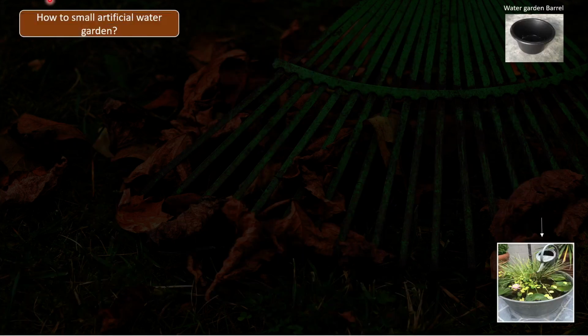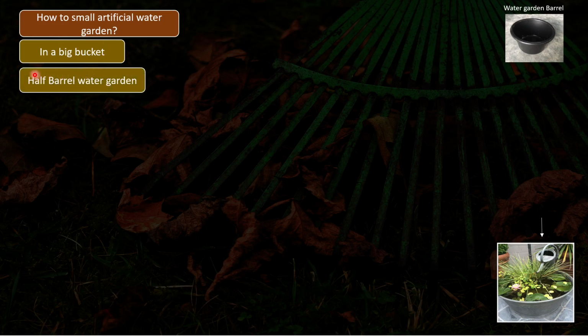Now, how to make a small artificial water garden? Suppose your home has a small area, right, and you want to have a small artificial water garden. How can you make it? Let us see that. You can make a water garden in a big bucket at your home, right? This is very easy, and you can make it at your own home in a very big bucket. This is also called a half barrel garden. This type of garden, when you make it in a big bucket, is called a half barrel water garden.